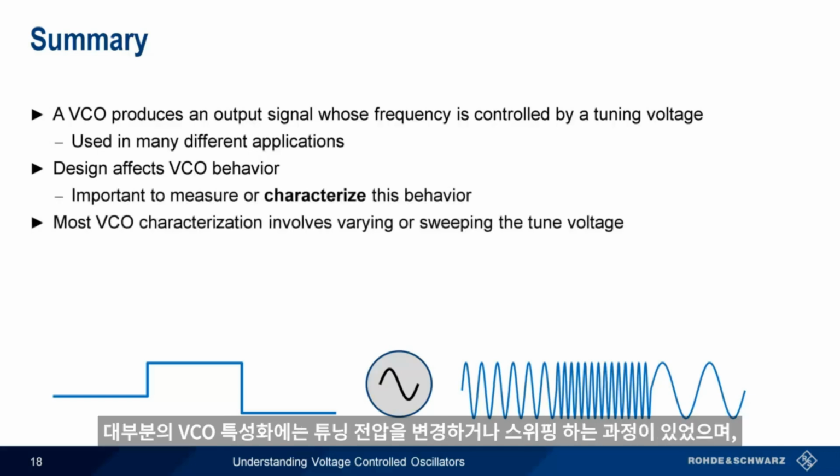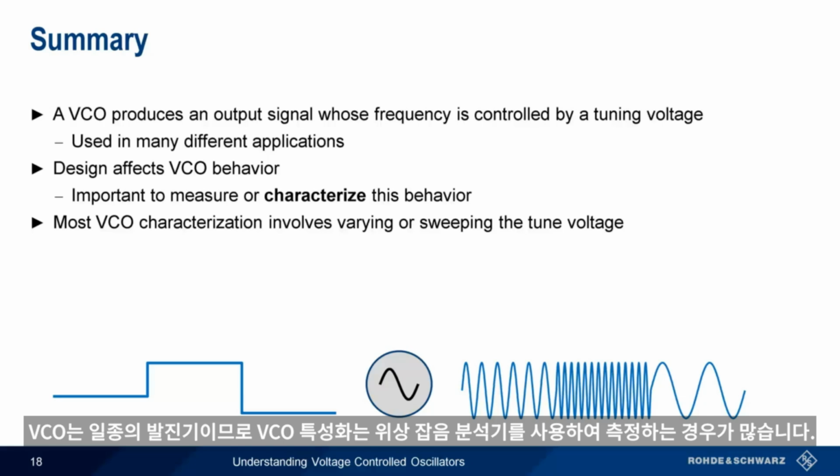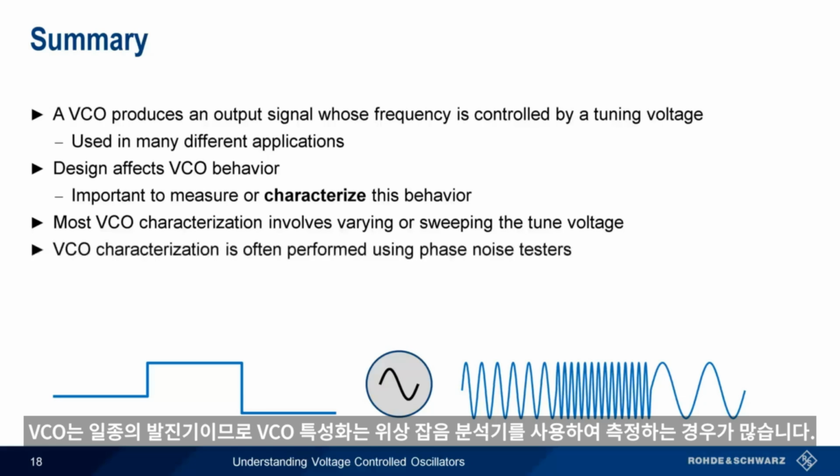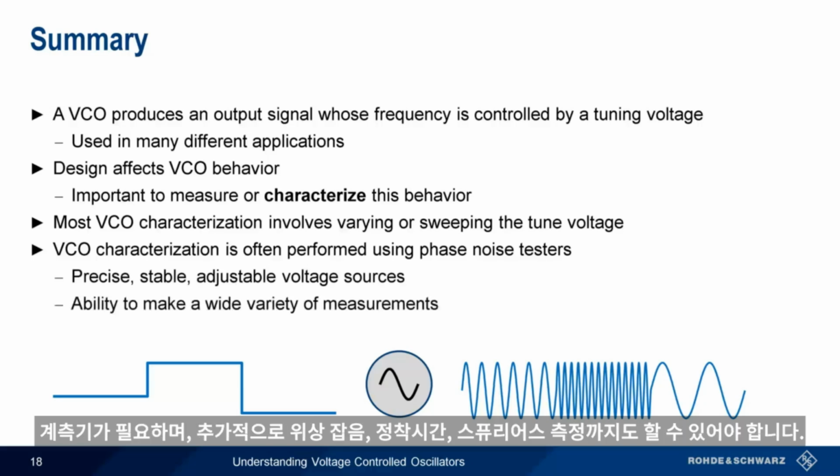Most VCO characterization involves varying or sweeping the tune voltage, although we've also seen how things like the supply voltage or load impedance can affect the VCO output. Because VCOs are a type of oscillator, VCO characterization is often performed using phase noise testers. VCO characterization requires precise voltage sources, which can be adjusted while simultaneously measuring the VCO output. But the ability to make other measurements, such as phase noise, settling time, or spurious emissions, is also useful in characterizing VCOs.